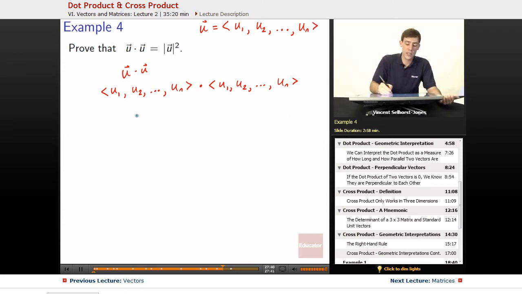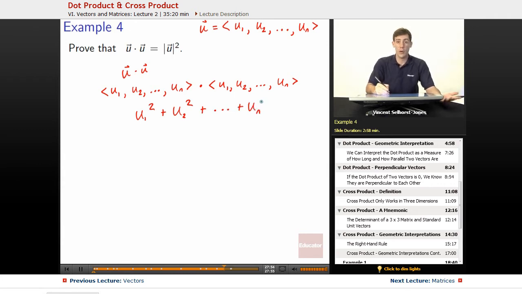All right, so u1 times u1, well, u1's just some number, so that's u1 squared, plus u2 times u2, well, u2 is just some number, so that's u2 squared, plus, this is just going to keep happening until we get to our final component, un times un. Well, un's just some number as well, so un squared. So we've got u1 squared plus u2 squared up until we get to un squared. Now, there's not much we can do to simplify that there, right? So let's take a look at the magnitude of u squared.